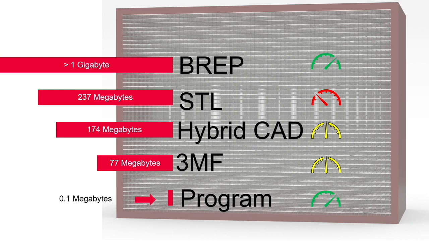STL, 237, so it's a faceted model, a little bit smaller, and then these dials on the side represent accuracy. So your B-rep is pretty accurate, but the STL, to get it that small, you lose a few things.